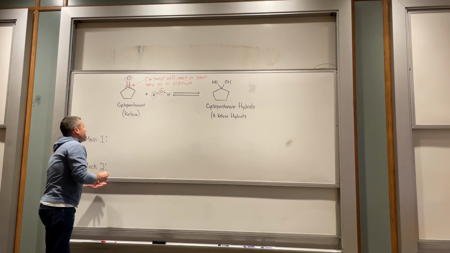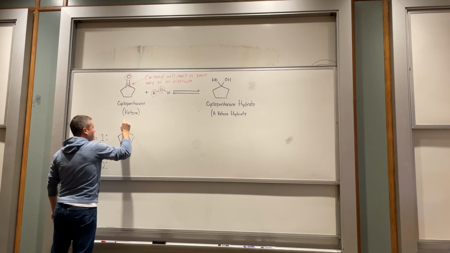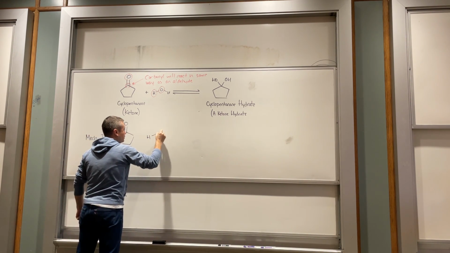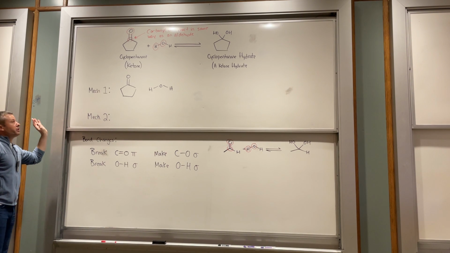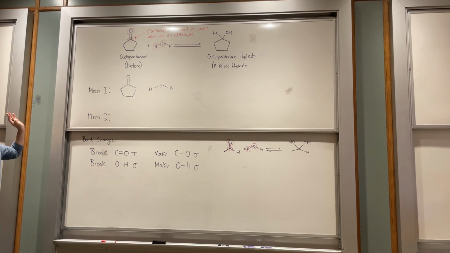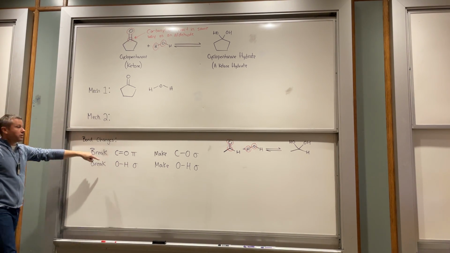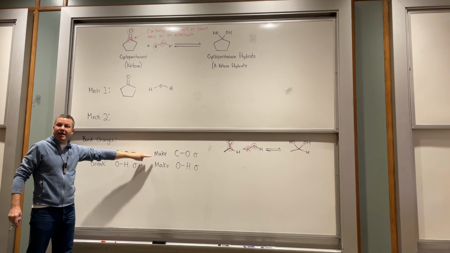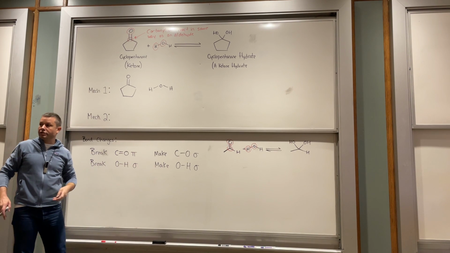So on Monday we went through a mechanism. It started off with an acid-base reaction. Before we started the mechanism, we took stock of the changes that the molecule was undergoing as it goes through this transformation. In order to get from the starting materials to the product, we have to break the carbonyl pi bond. We also have to break an OH bond on water. At the same time, we have to be making these two bonds. So we're making a new carbon-oxygen sigma bond, and we're making a new oxygen-hydrogen sigma bond.